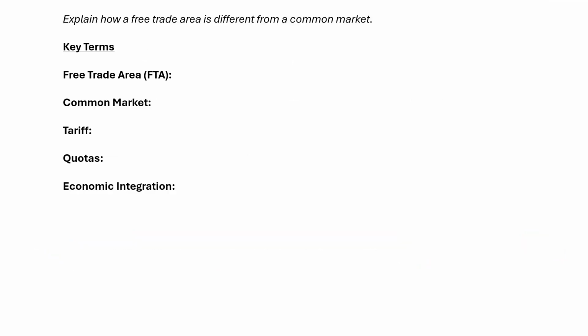Alrighty, so this question is asking us to explain how a free trade area is different to a common market. So I like this question. It's actually pretty straightforward. All we have to do is compare a free trade area to a common market, and both are kind of like these arrangements between member states that essentially seek greater economic integration.